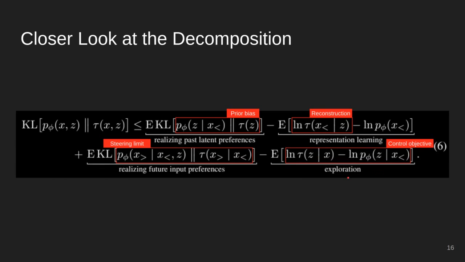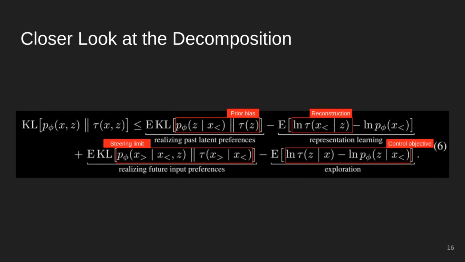At the same time, we are regularizing each of these two terms with some bounds: having a prior bias, which is regularizing the reconstruction, and having a steering limit, as I would put it, that would bound the control objective or our exploration. Although this is something I made up, so it could be misleading or not really the right way to put it, this is based on my understanding. I think it makes sense, unless someone has a counterexample or counterargument.